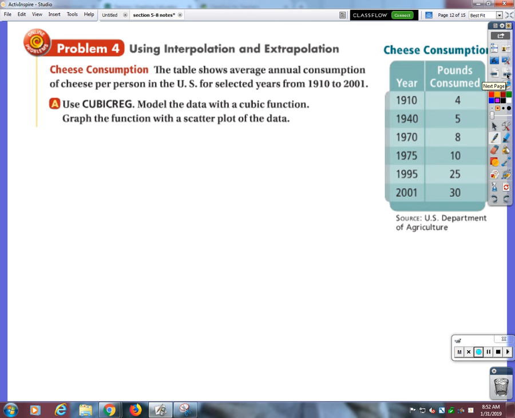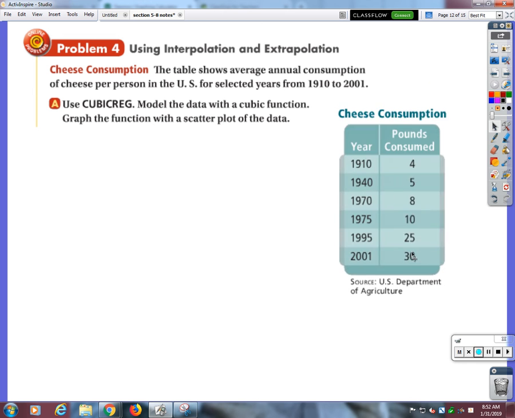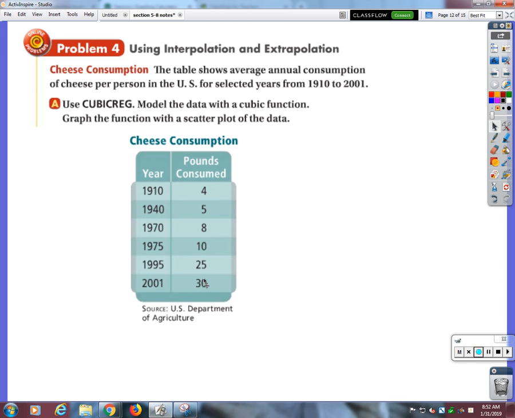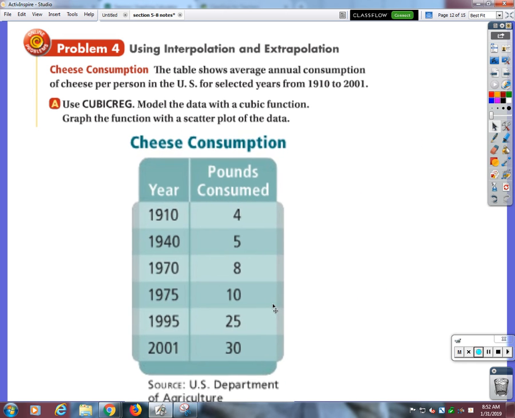All right, let's do one more. This is cheese consumption. The average, this is a good one. This is real.